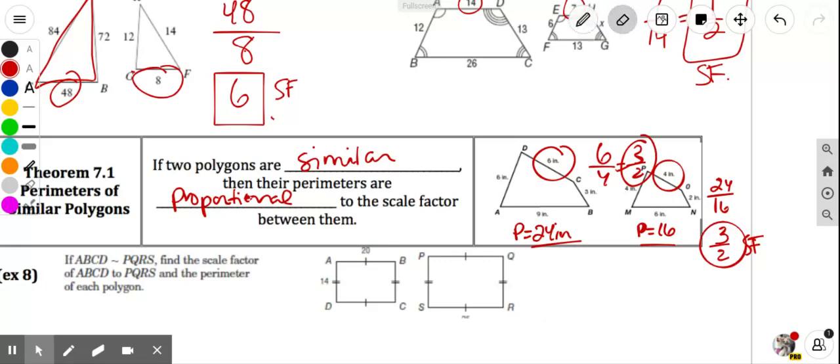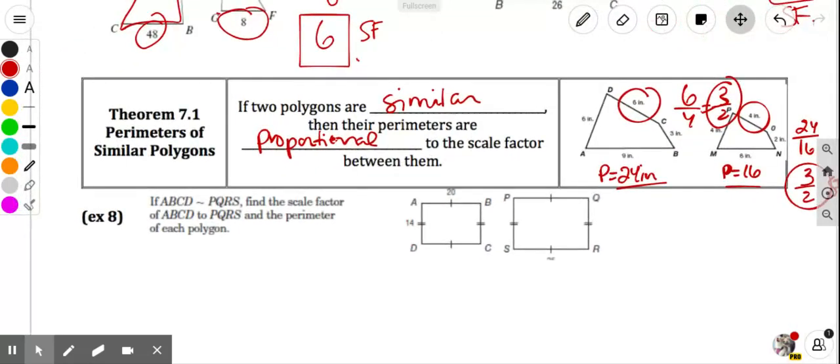Okay, so in this last example, given that these two polygons are similar, it says find the scale factor of ABCD to PQRS, so this to this, and the perimeter of each polygon. So let's see. Oh, this is cut off. I think this is supposed to be 25 if I remember correctly.